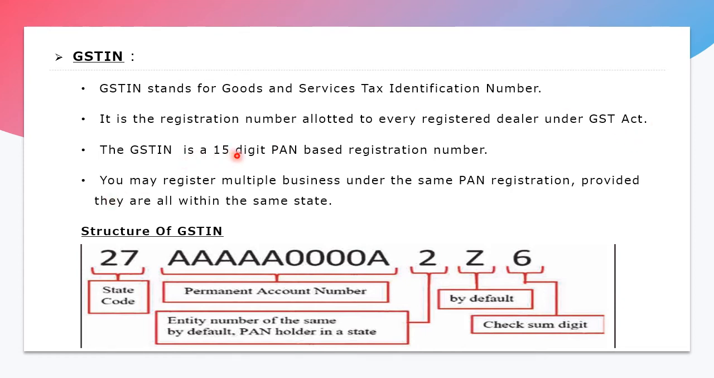Then it is nothing but 15 digit PAN based registration number. This is PAN based because PAN number आपका compulsory है plus हम लोग को state का code लगने वाला है. Then कितने numbers of business है एक state के अंदर वो लिखना है. Z is compulsory and then the checksum digit will be there. Okay, so this is the structure of GSTIN. Okay, now let us see the next concept.